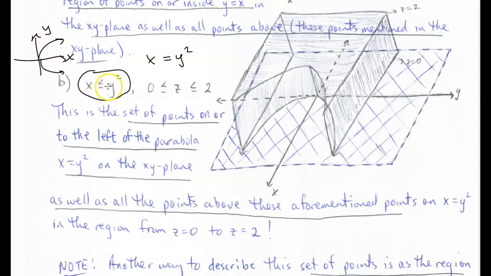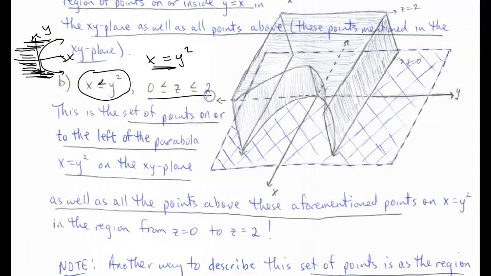Since we're told that we want all points that are either on the parabola, which is this, or this less than part, meaning the x coordinates will always be smaller than the y coordinates squared, that's essentially all the points to the left of this particular parabola. So everything that's on it and everything to the left of it. If we were just looking on the xy plane, that is all that we would consider.